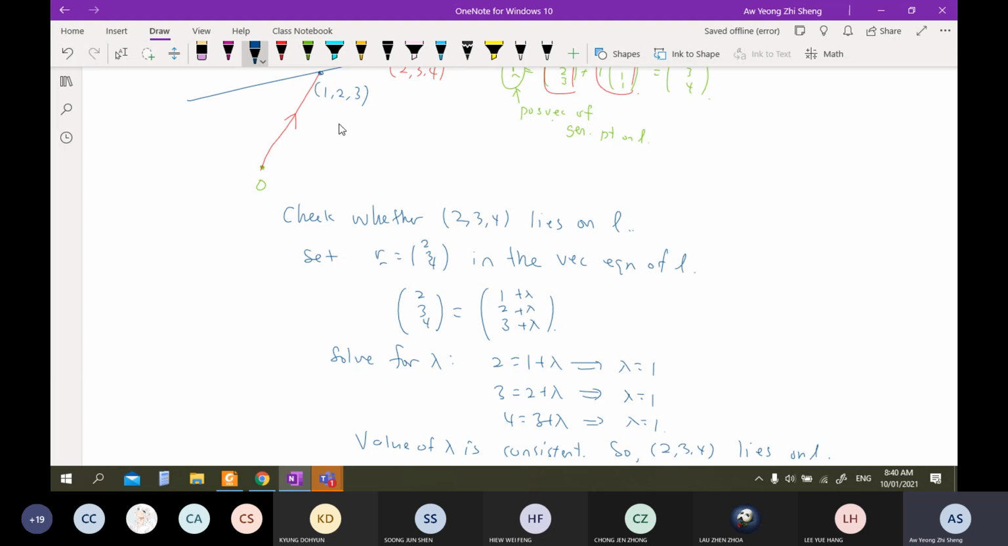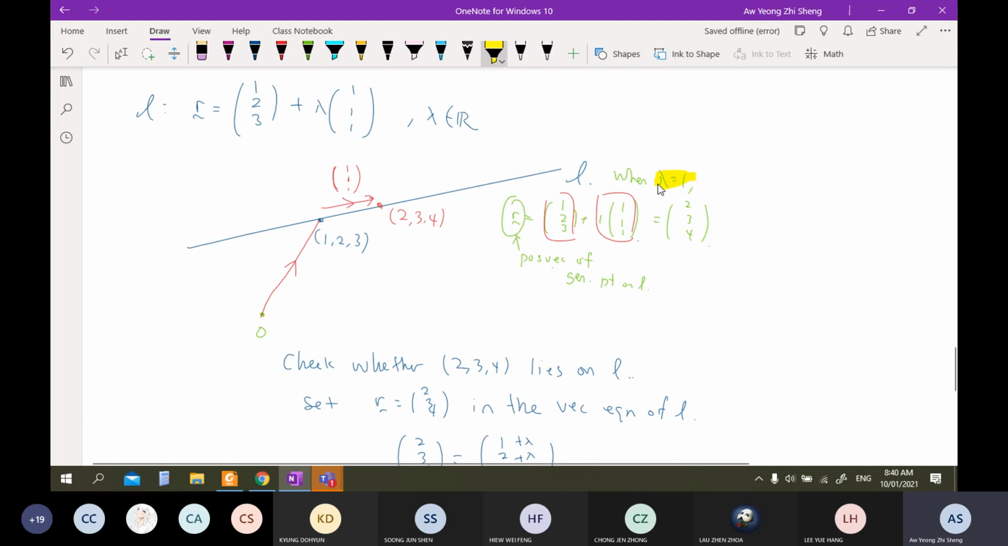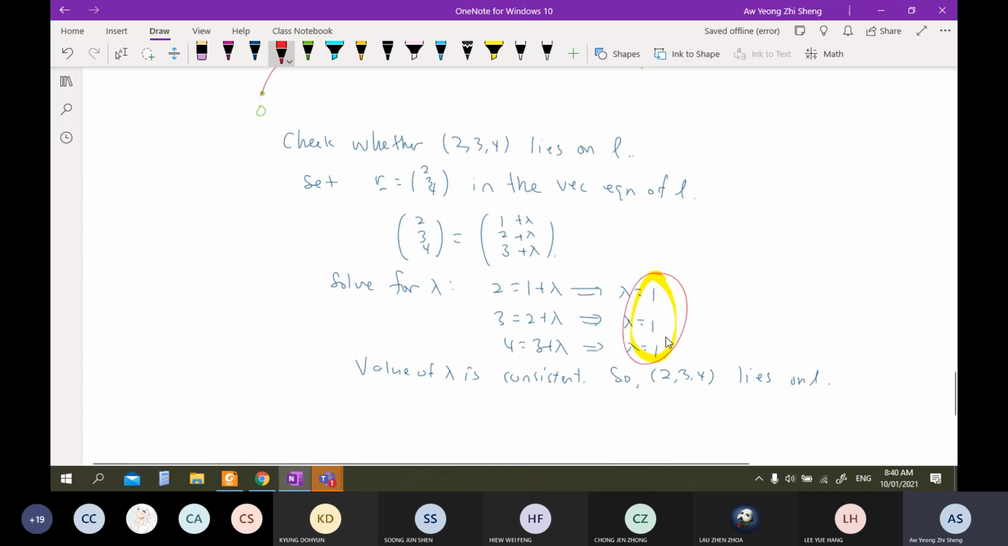Now, why is it a must for us to get all three lambda to be the same? It is because if you can recall how the point 2, 3, 4 was generated at the top, we were actually setting lambda to be 1. And whatever lambda that you set, it must be the same lambda that gets distributed to all three components. That's why it is a must for us to get all three the same.